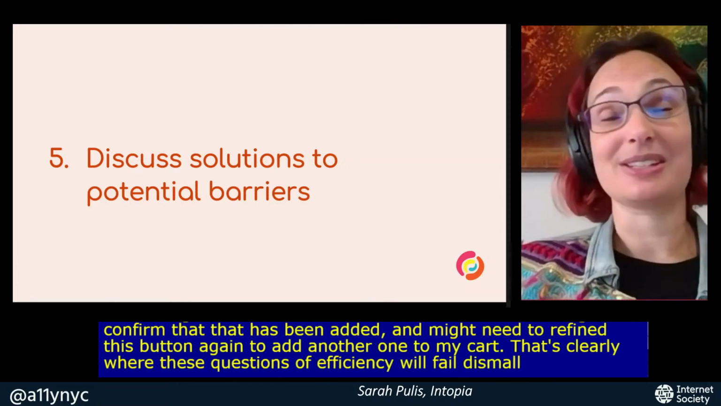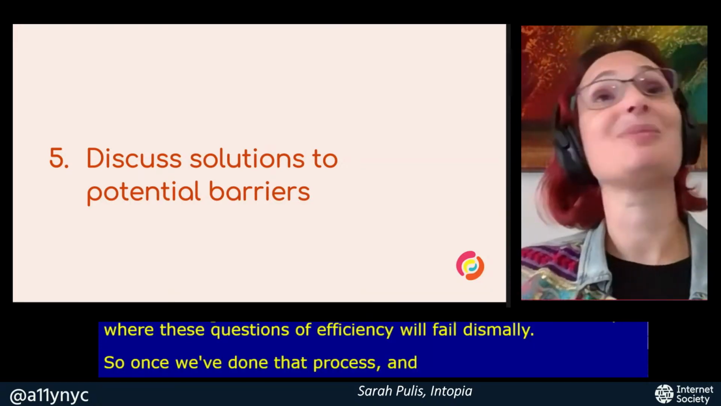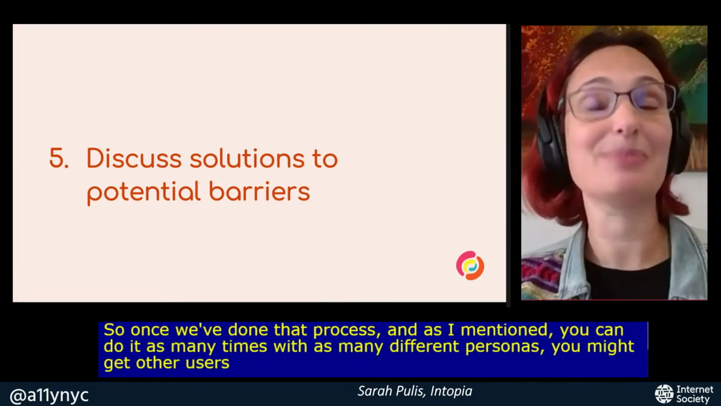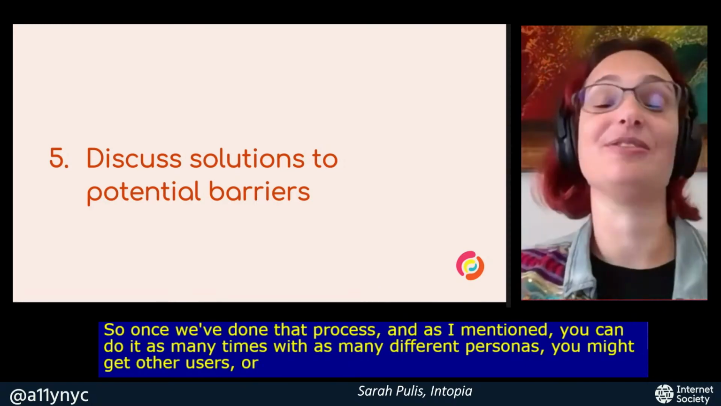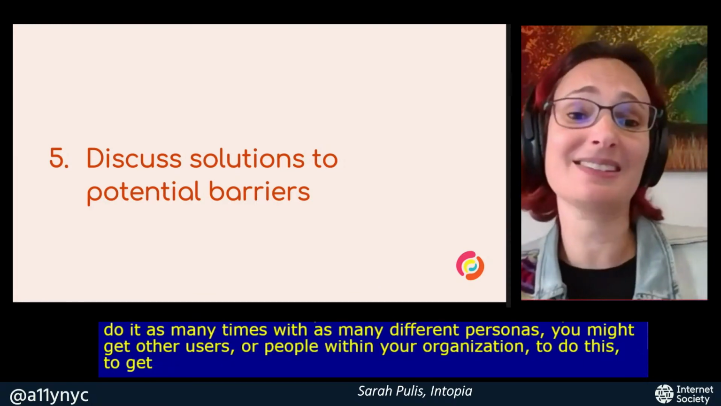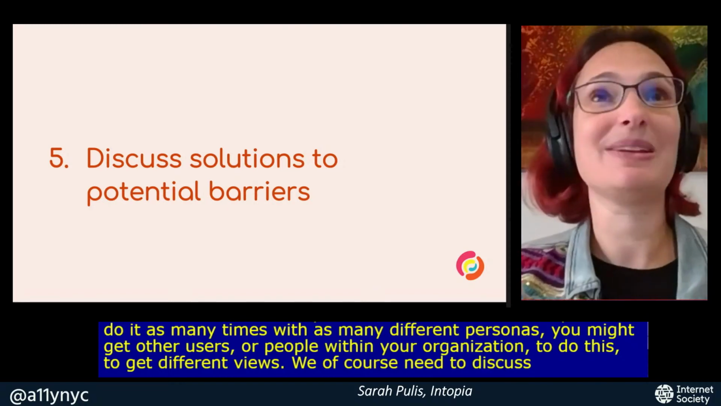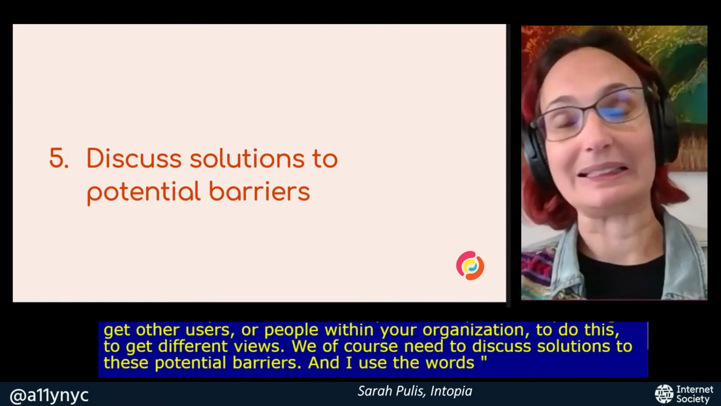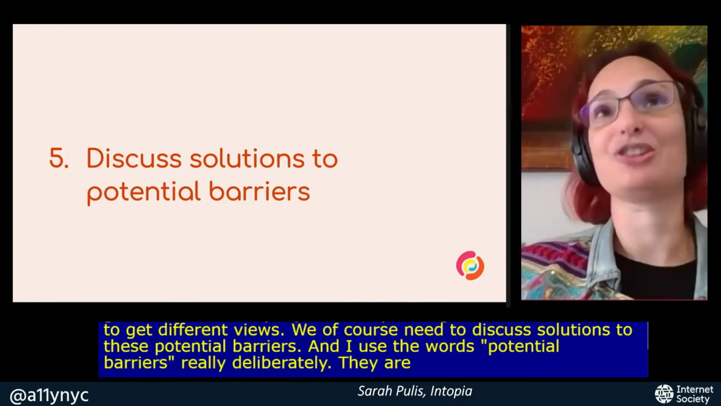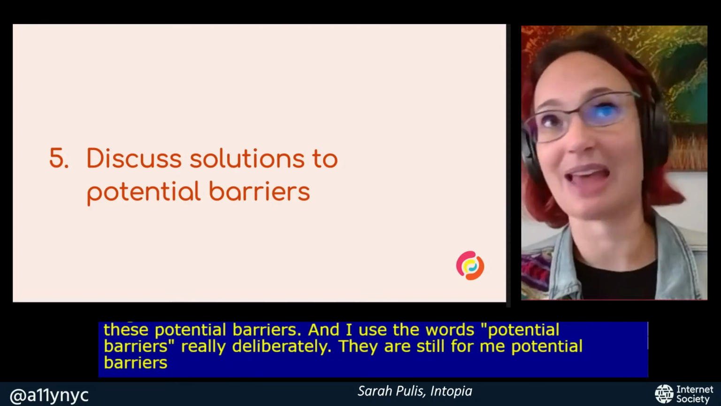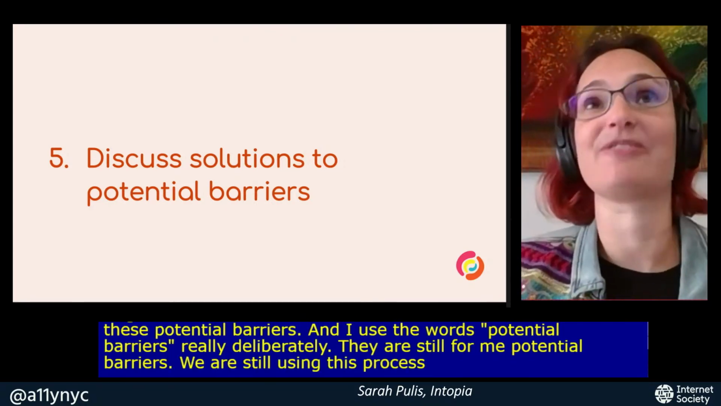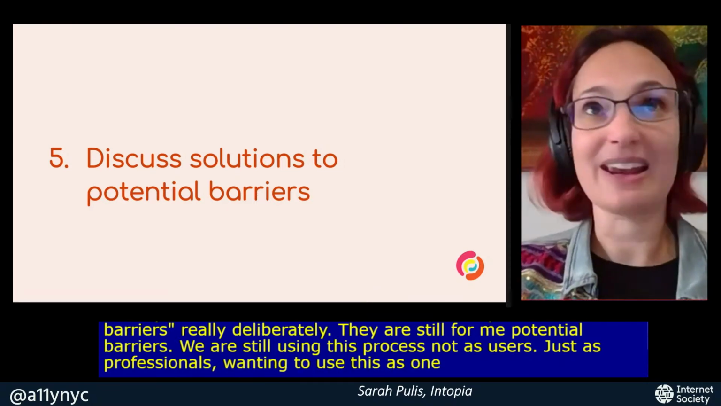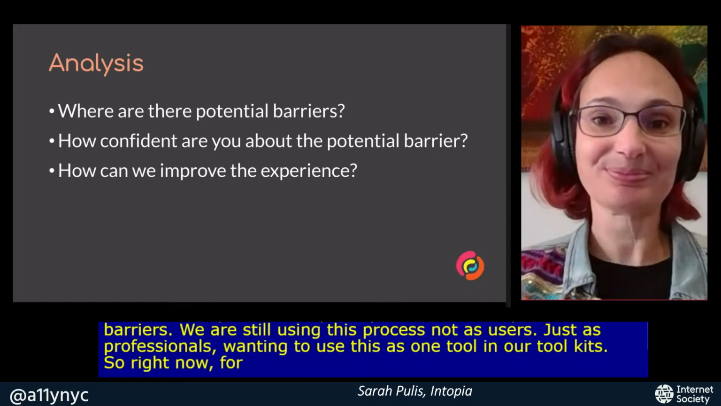So once we've done that process, and as I mentioned, you can do it as many times with as many different personas. You might get other users or people within your organization to do this to get different views. We, of course, need to discuss solutions to these potential barriers. And I use the words potential barriers really deliberately. They are still, for me, potential barriers. We are still using this process not as users, just as professionals wanting to use this as one tool in our toolkit. So right now, for me, they are potential barriers.